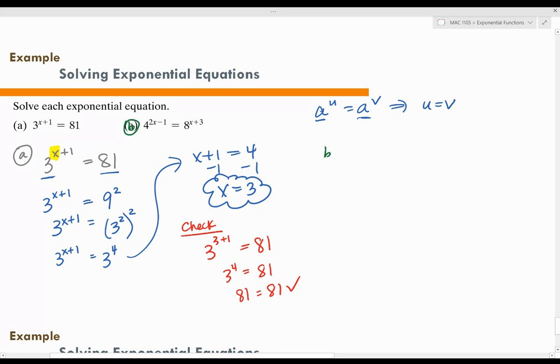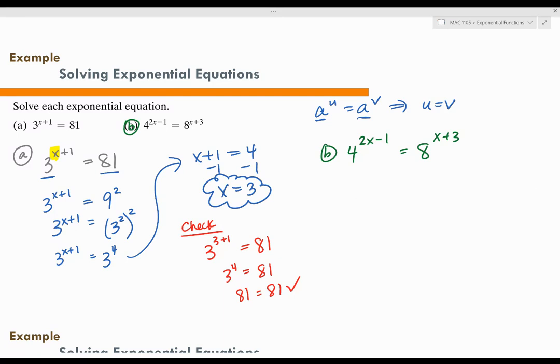All right, so we have 4 to the 2x minus 1 equals 8 to the x plus 3. Okay, so we want to identify where our variables are. Our variables are in the exponents, so we have an exponential equation. The only way we can solve for our variables is if we can somehow bring them to the floor or drop them out of the exponents. So we need our bases to be the same on both sides.